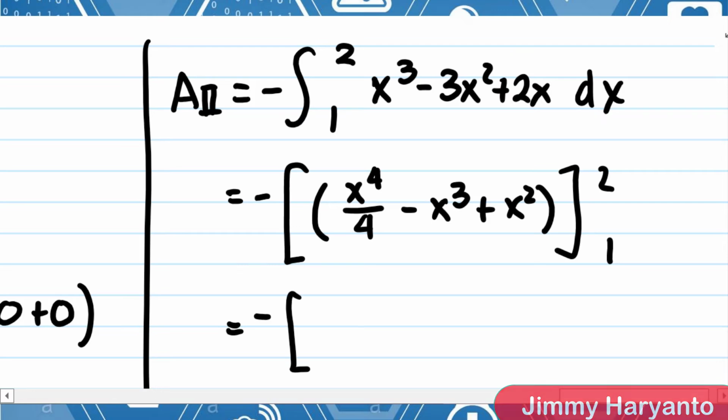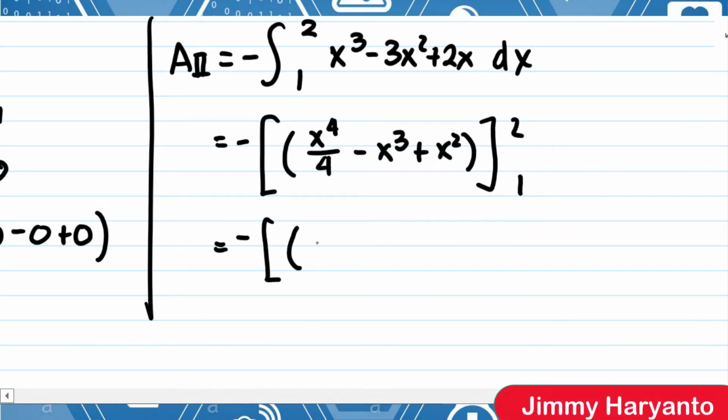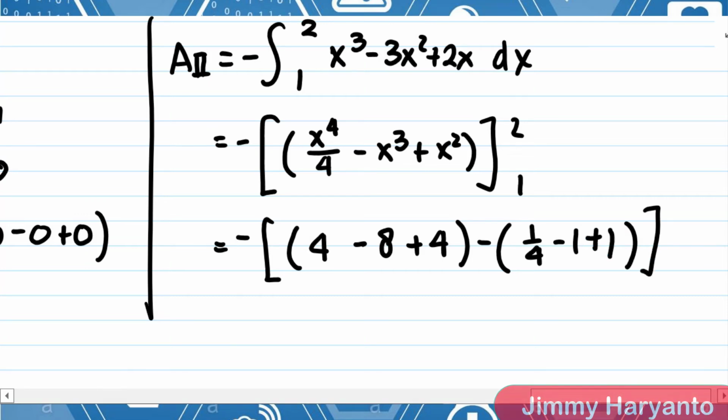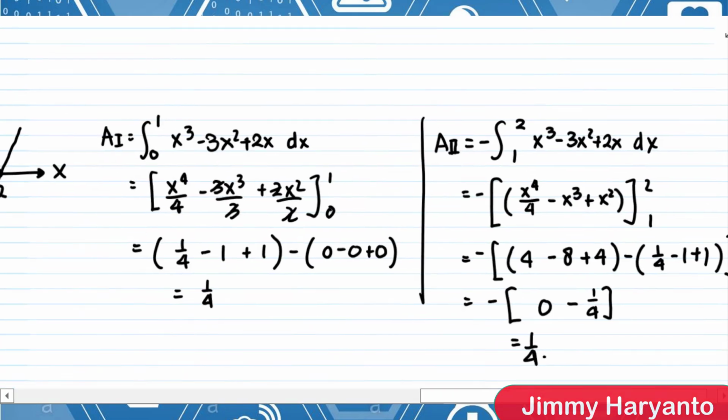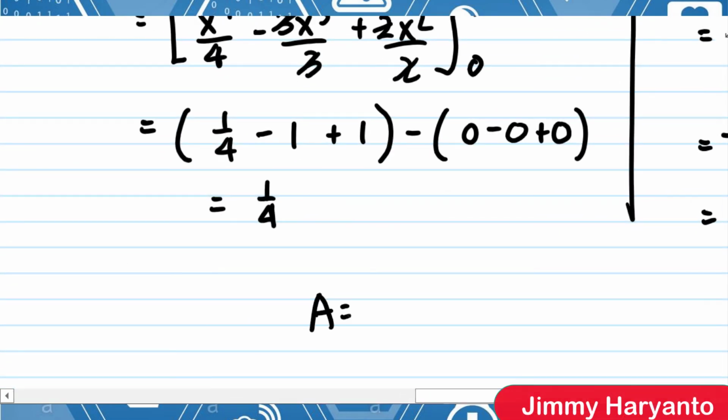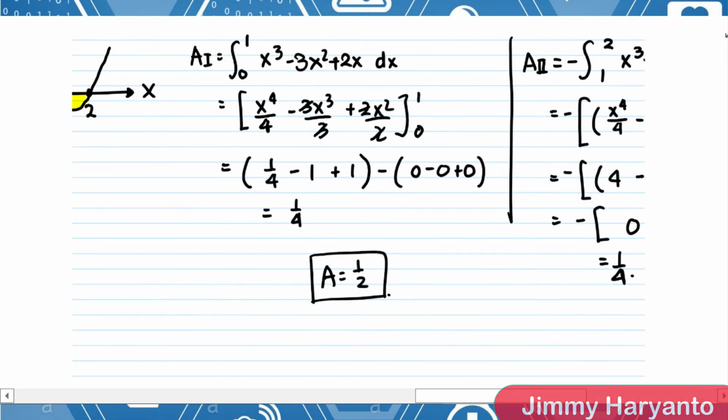Okay, let's plug in the 2 first. The 2, 16 divided by 4 is 4. This one is 8. This one is 4 minus 8 plus 4, minus 1 over 4 minus 1 plus 1. Negative 0 minus 1 over 4. So the answer is 1 over 4, guys. The total area will be 1 over 4 plus 1 over 4 equals half.